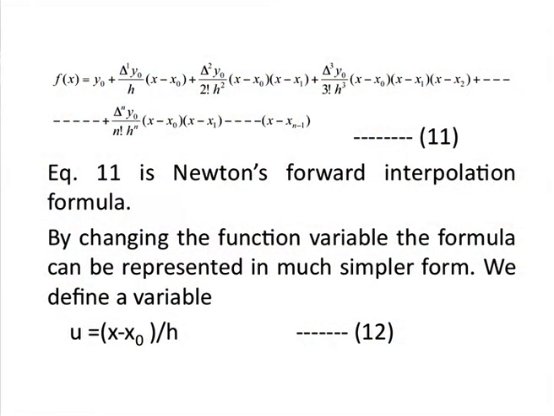The equation 11 is called Newton's forward interpolation formula. By changing the function variable, this formula is having the differences and the powers of h in the denominator. So, we can do some simplification, and for this we change the variable and write the variable u is equal to x minus x0 by h as we have defined in equation 12.